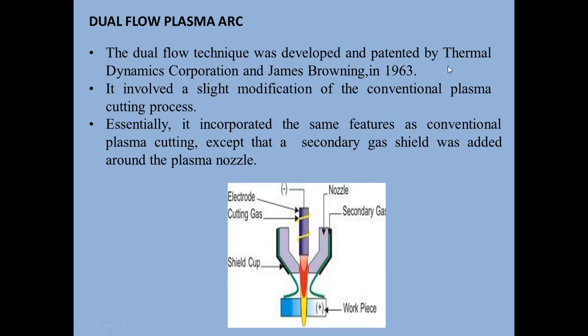See, this is the construction. This is the nozzle. This is the electrode. We have a cutting gas supplied around it, and the secondary gas supplied between the shield cup and the nozzle. And this is the workpiece. This is the plasma arc. And power supply is given to the electrode, nozzle, and workpiece.